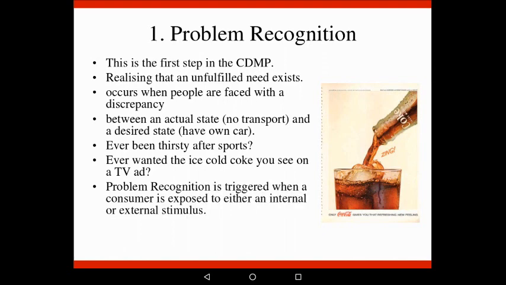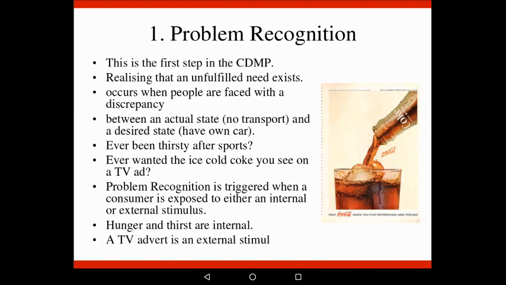Problem recognition is triggered when a consumer is exposed to either an internal or external stimulus. So an internal stimulus is the fact that someone is thirsty after playing sports. It's inside. Oh, I feel thirsty. I need something to drink. An external stimulus is the example of the advert. It's outside of you, but it's also making you want to buy a Coke. Okay, it's stimulating you through your eyes, creating desire within you. So as I said, hunger and thirst are internal, but a TV advert is an external stimulus.